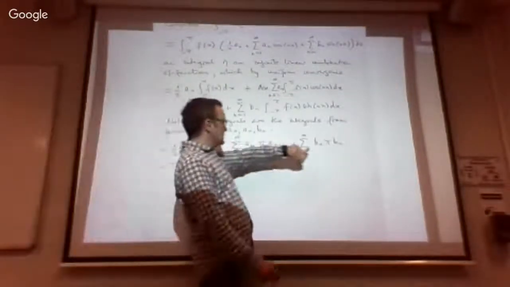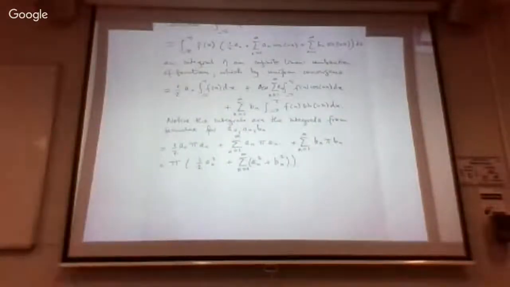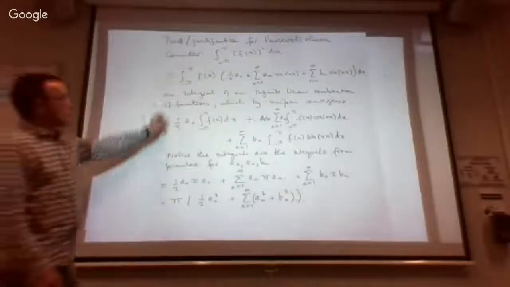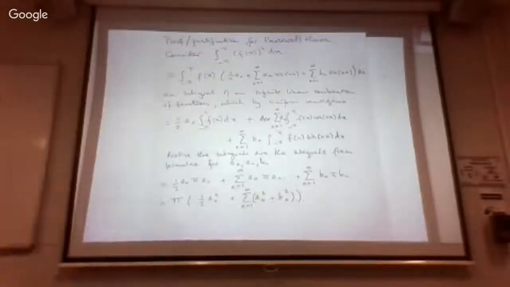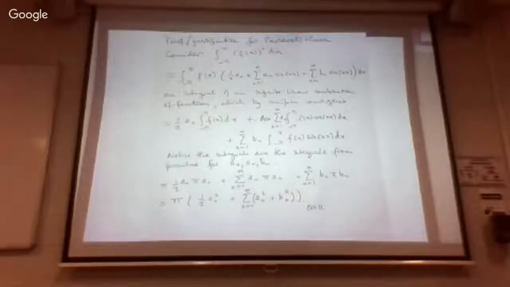Because they're sums of squared quantities, an squared, bn squared, if they're convergent, they will automatically be absolutely convergent. So what we've got there is basically Parseval's theorem. The way it's stated in the theorem is just with the 1 over pi on the left-hand side and this quantity on the right-hand side. So that's the end of that argument.